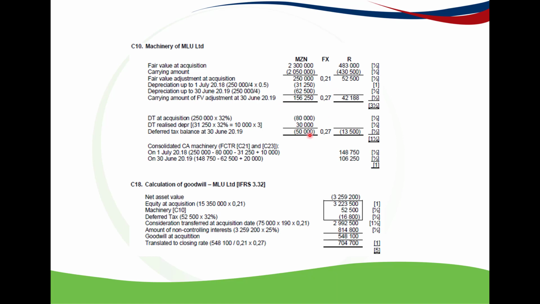But then this calculation also provides the subsequent measurement whereby the machinery was depreciated up to the beginning of the year, and then for the current year, there's a closing rate for the current year, the deferred tax, and then this is our calculation of the consolidated carrying amount for the machinery at the beginning of the year, at the end of the year, and then right at the bottom we have our goodwill at acquisition.